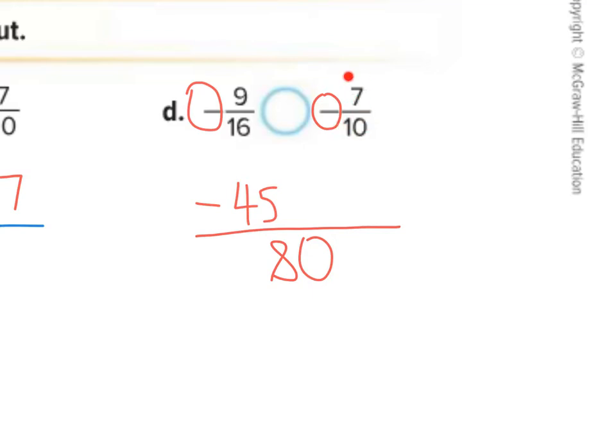7 times 8. So they both are multiplied by 8. 10 times 8 is 80. 7 times 8 is 56. So negative 56, right? So the bigger negative number is the lesser value. The smaller negative number is a bigger number. So our answer here will be negative 45 is bigger than negative 56. It's greater than. So there's our answer right there.